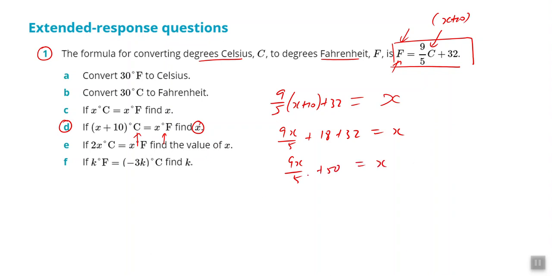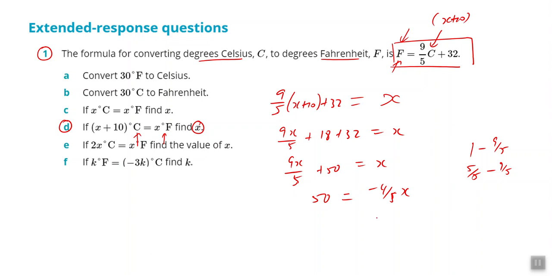Okay. Now, the tricky part is getting rid of the fraction. So we want x minus 9 over 5 x. It's like saying 1 minus 9 over 5. You've got to make sure the denominator is the same. So 1 is the same as 5 over 5. If I subtract 9 over 5 from that, I get negative 4 over 5. So if I subtract 9 over 5 x from both sides, I get negative 4 over 5 x.